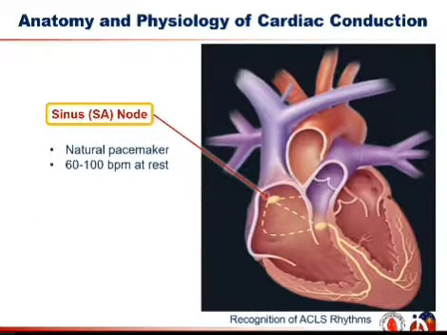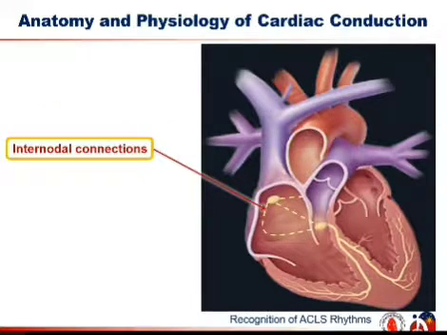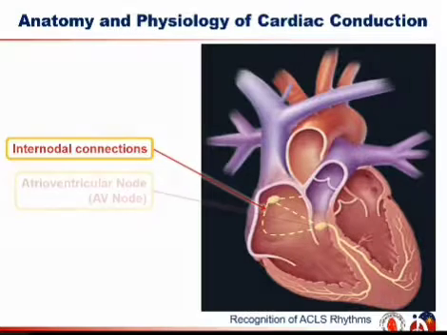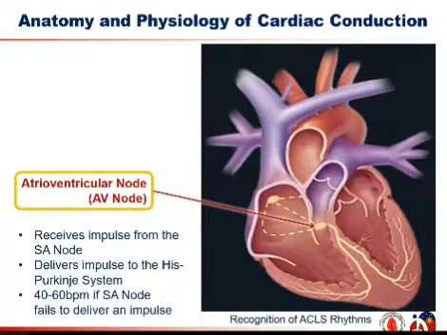The SA node normally generates the action potential, the electrical impulse that ultimately results in cardiac contraction. It is the natural pacemaker of the heart and fires normally 60 to 100 times a minute at rest. In the right atrium, the electrical impulses travel through the internodal connections to the atrioventricular septum towards the AV node. The AV node in turn sends the signals to the His-Purkinje system.